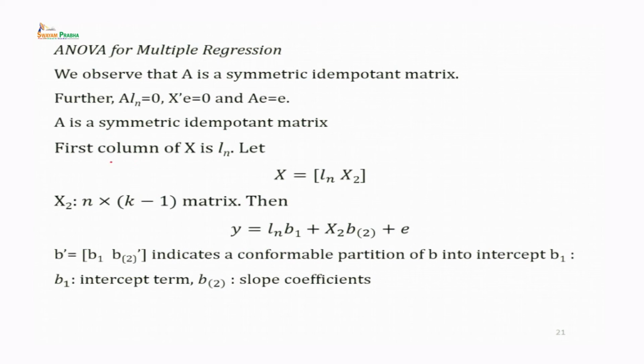A is a symmetric idempotent matrix, and the first column of X corresponds to the intercept term, so it has all elements equal to 1. So, we partition matrix X into this first column and the remaining k minus 1 columns. So, X 2 is an n cross k minus 1 matrix, and then you can write y equal to l n b 1 plus X 2 b 2 plus e, where we have partitioned B also. This is the first element of B, and these are the remaining k minus 1 elements of B. The first element corresponds to the intercept term, and the remaining elements in b 2 are the slope coefficients. Just like in linear regression, when you have beta 1 as the intercept term and beta 2 as the slope coefficient.